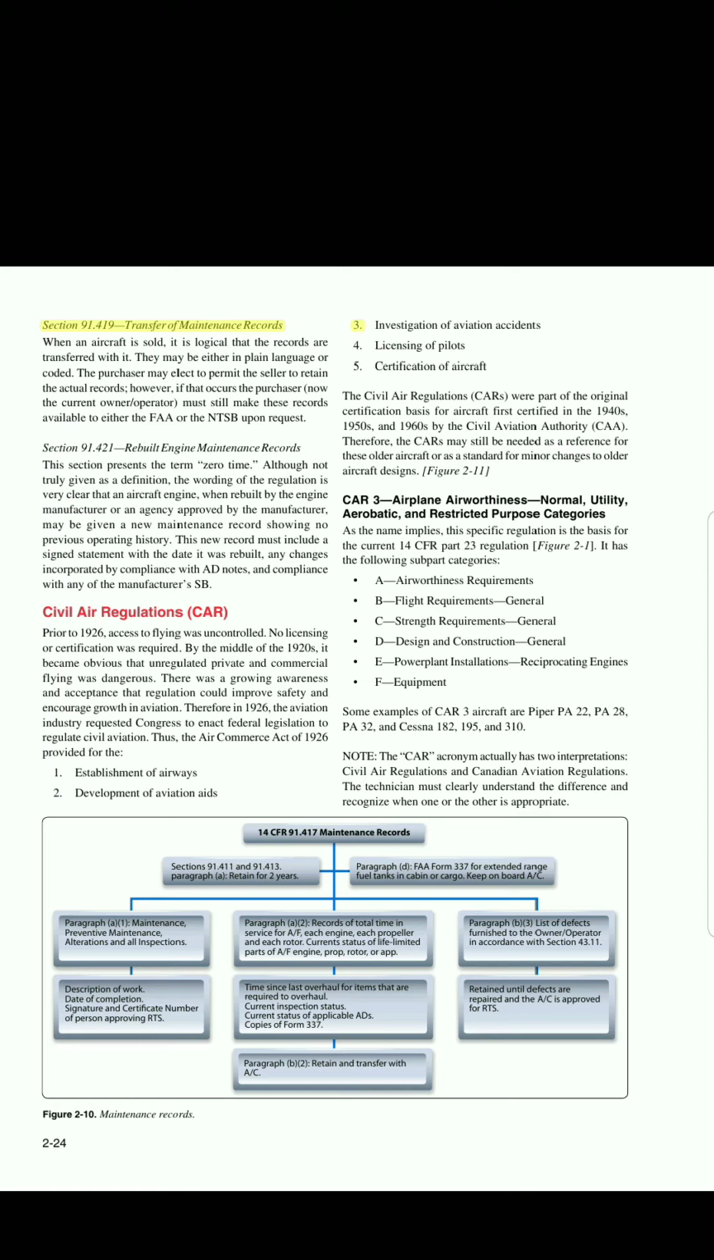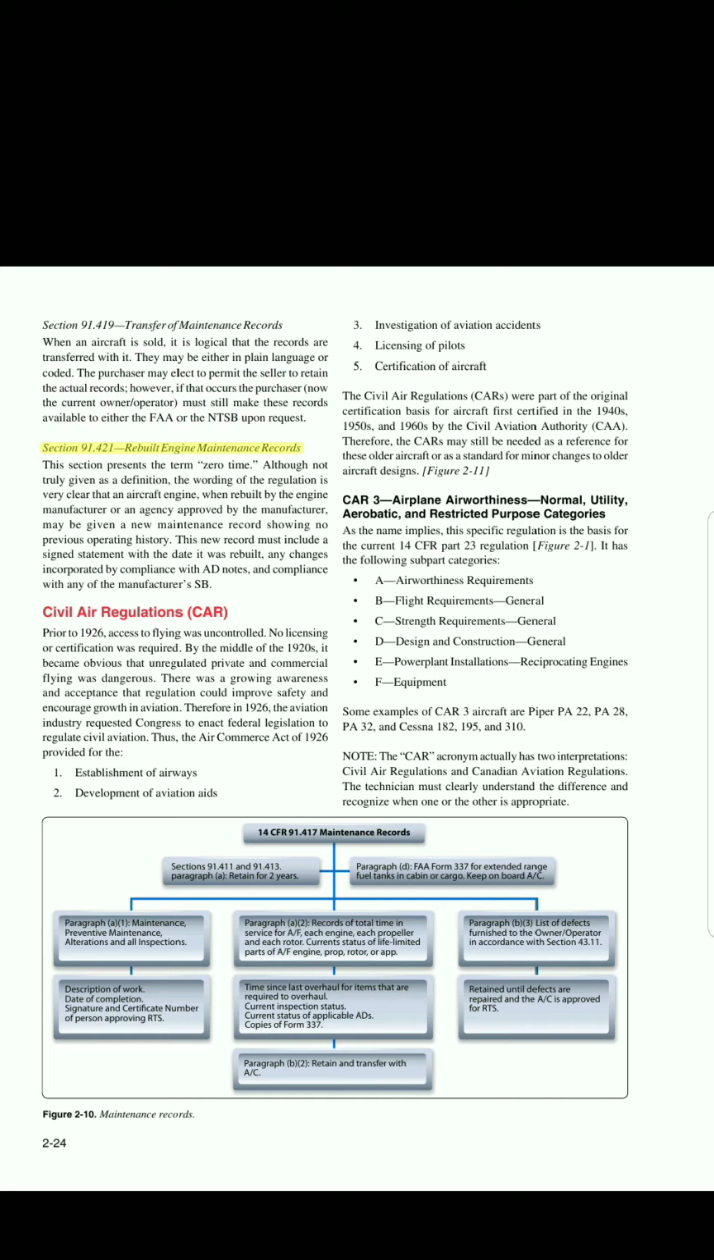2-23. Section 91.419, Transfer of Maintenance Records. Investigation of Aviation Accidents. When an aircraft is sold, it is logical that the records are transferred with it. They may be either in plain language or coded. The purchaser may elect to permit the seller to retain the actual records. However, if that occurs, the purchaser, now the current owner/operator, must still make these records available to either the FAA or the NTSB upon request.